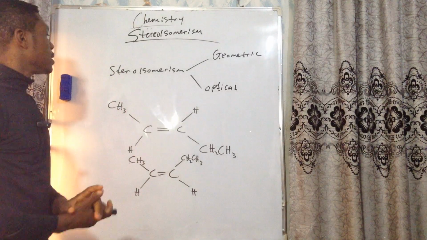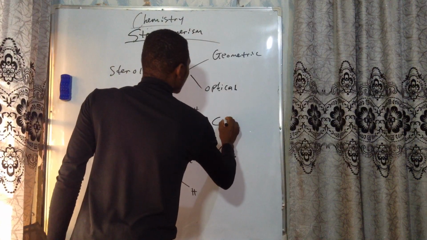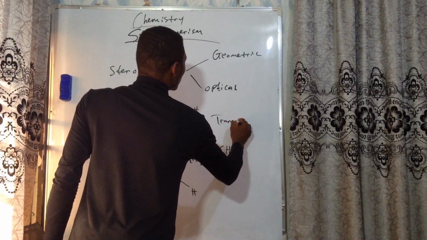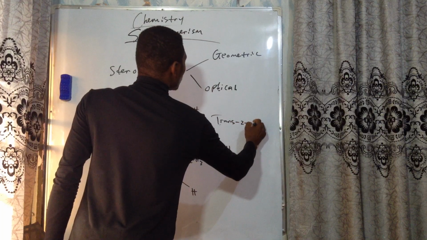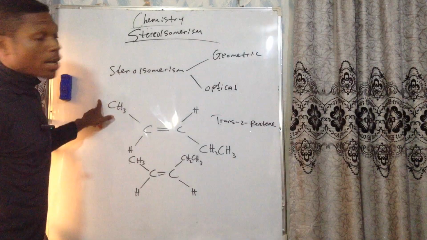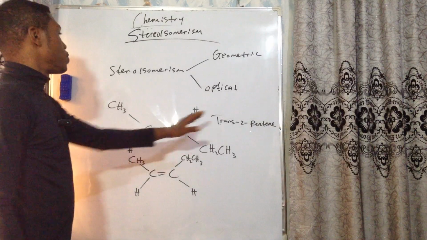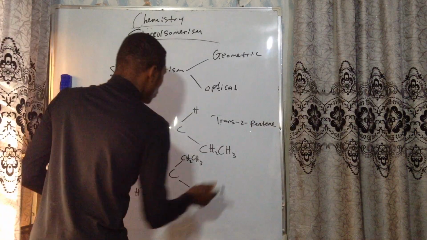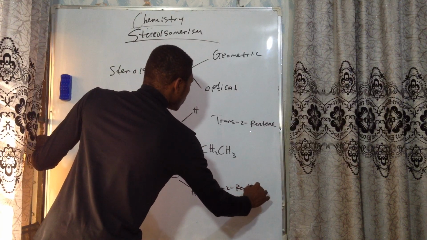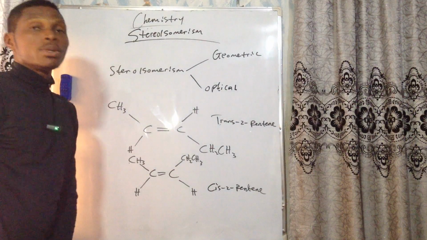Now, let me name this molecule. This is trans 2-pentene. Yeah, if you count the number of carbon atoms, 1, 2, 3, 4, 5. Okay, this is trans 2-pentene. Now this one is cis 2-pentene. So this is an example of a geometric isomer.